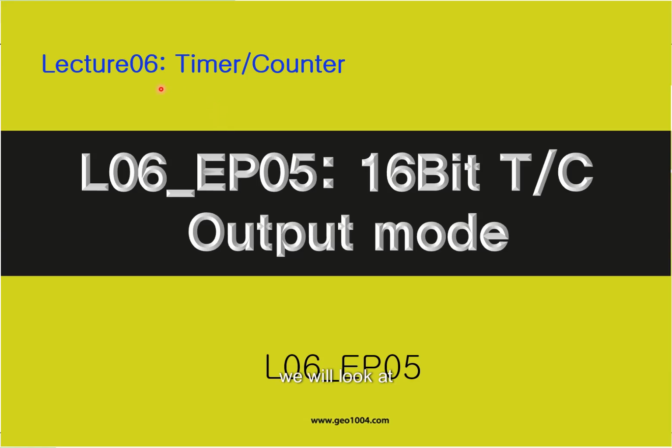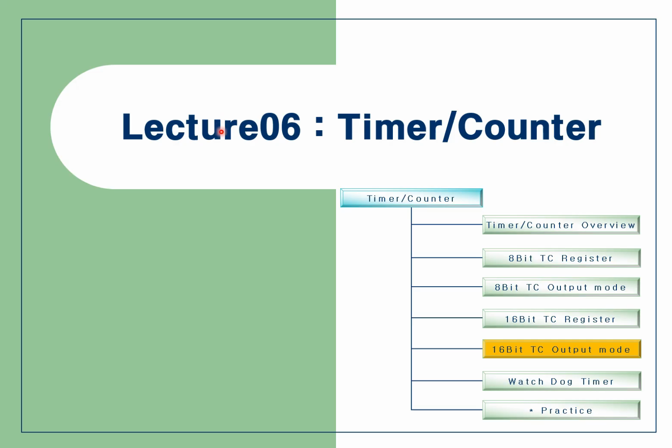This time, we will look at the output mode of the 16-bit timer counter as the fifth content in Chapter 6, Timer Counter. Chapter 6 Timer Counter consists of the contents as you can see. This time, we will look at the output mode of the 16-bit timer counter.